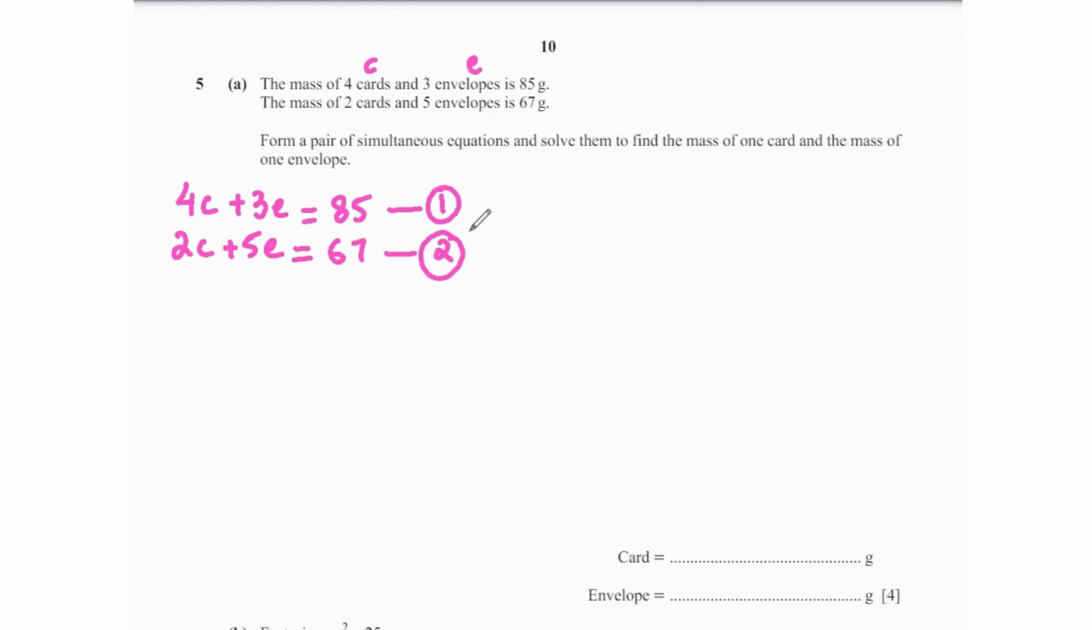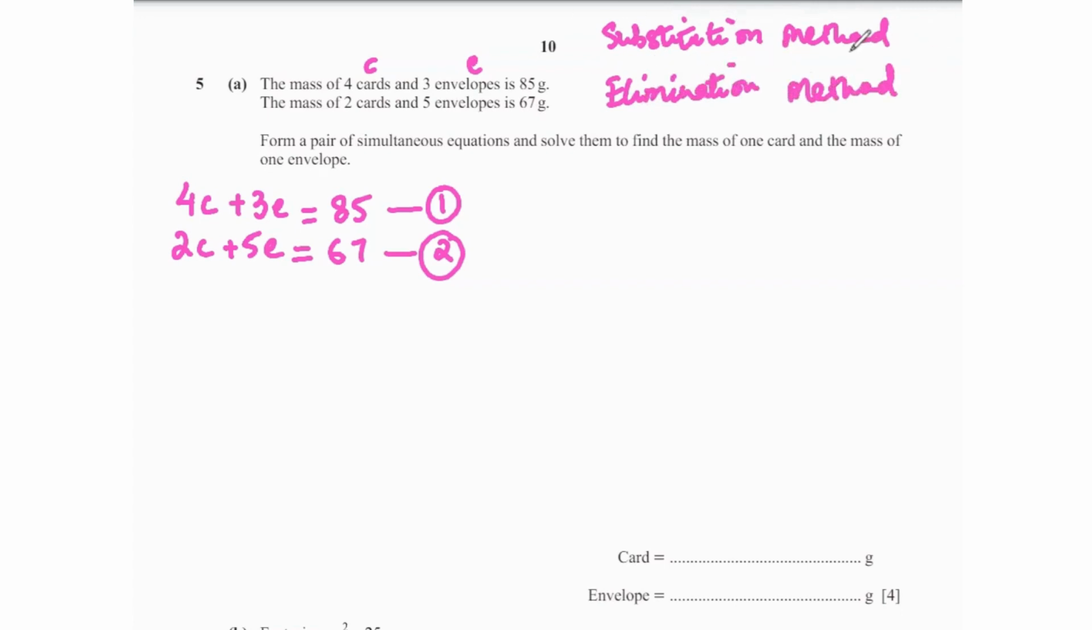Whenever we have a set of simultaneous equations, we can use either the substitution method or the elimination method. For those who still struggle with understanding the substitution and elimination methods, I'm going to attach a separate link in the description, and you can click on that to understand in detail how we can use both methods and when it is suitable to use substitution or elimination. Right now, I'm going to use the elimination method over here.